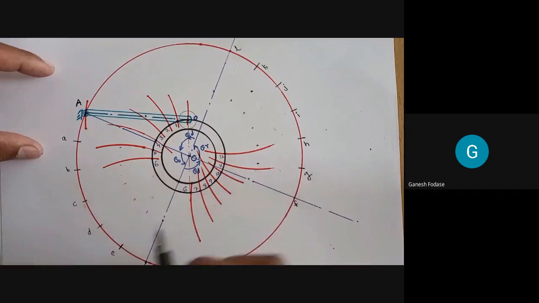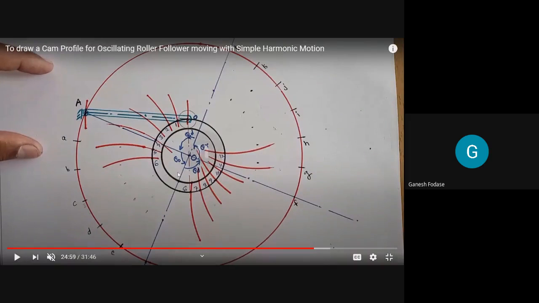Okay. Now 12 is known to you, 11 is known to you, 1, 2, 3, 4, 5, 6. That means 1 to 12 are known to you. How to get 1 dash, 2 dash, 3 dash, 4 dash, 5 dash, that we need to discuss now. So to get 1 dash, 2 dash, 3 dash, 4 dash, see the procedure now.